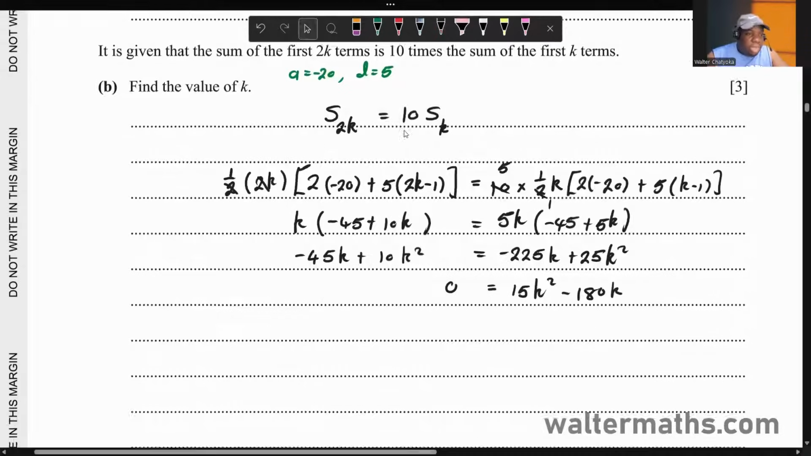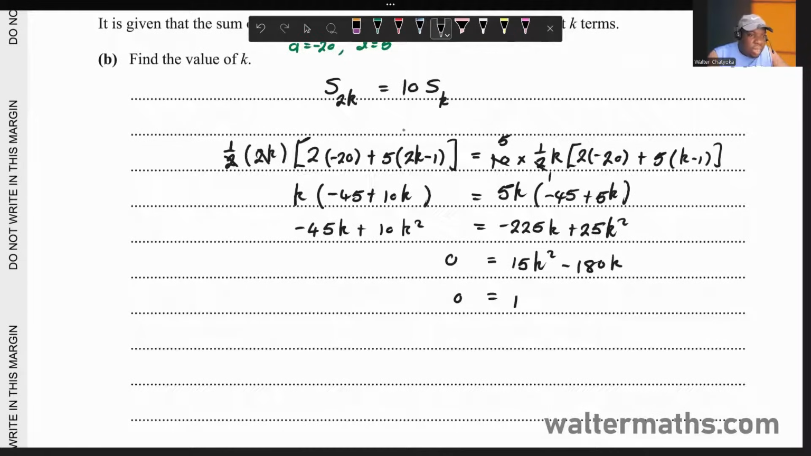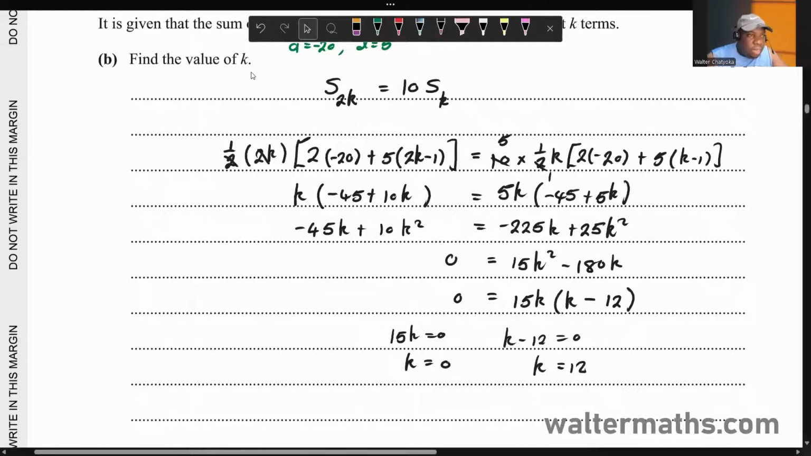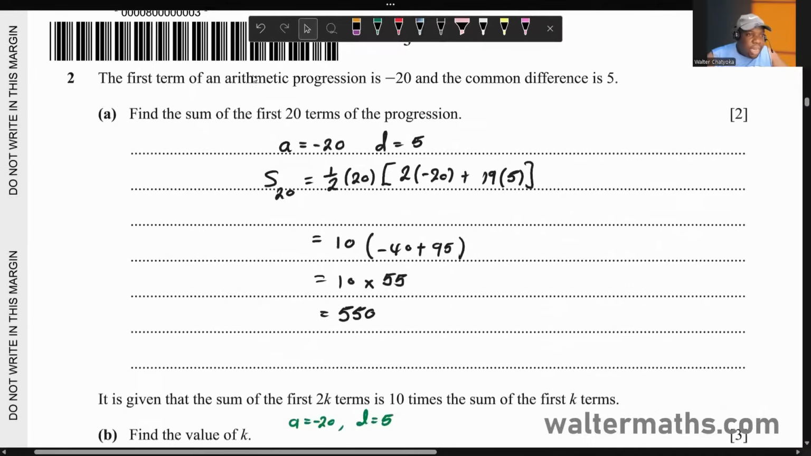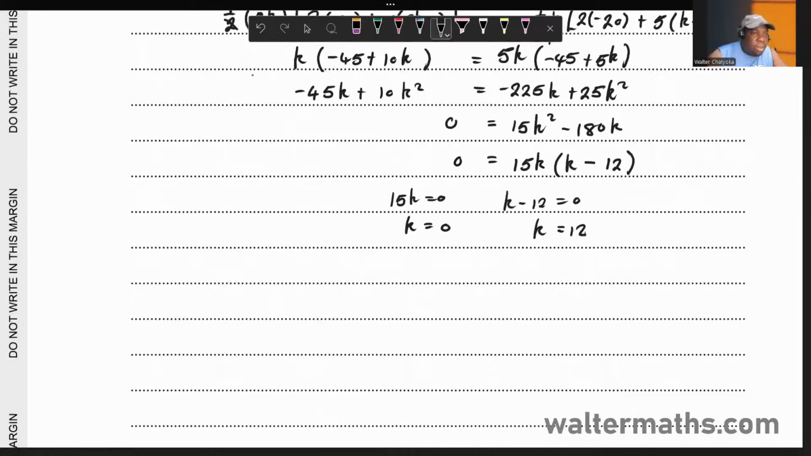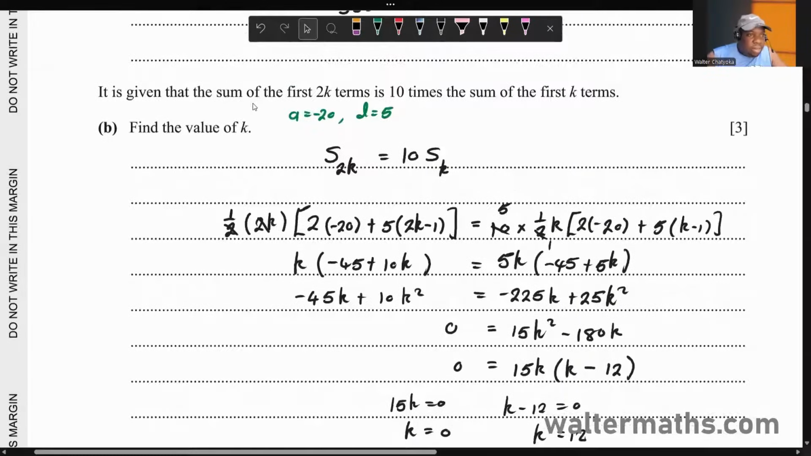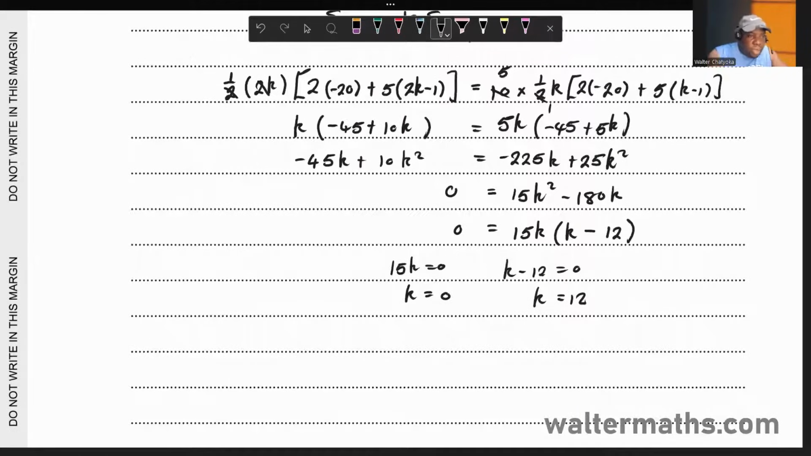So basically what we have is 0 is equal to 15k of k minus 12. So it's either 15k equal to 0, where k comes out as 0, or k minus 12 equal to 0, where k comes out as 12. So the only value that k can have, k has to be something greater than 0, from the way the question has been set out. So we get k to be 12. That's the answer. This one we reject.